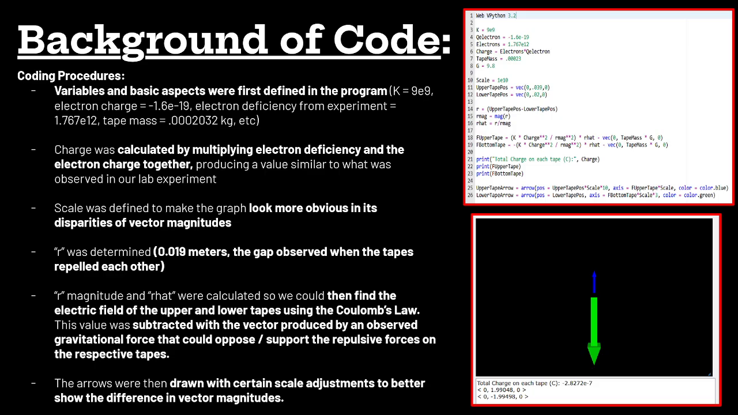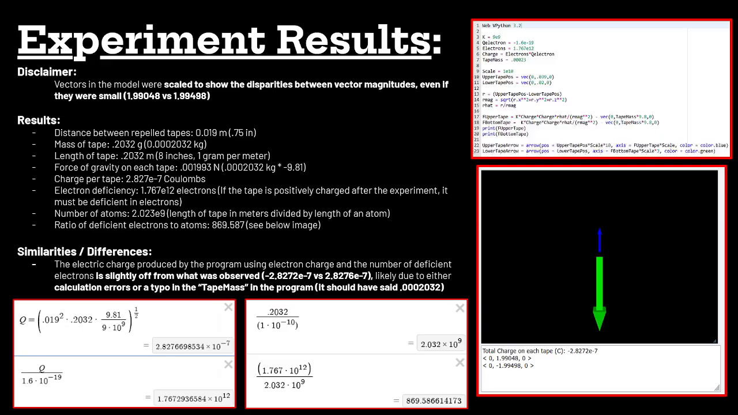R was determined as 0.019 meters. This is the gap from 0.75 inches that was observed when they repelled each other. R magnitude and R hat were calculated so that we could then find the electric field using Coulomb's law, and then we subtracted this with the gravitational force because that is still impacting the tapes, even if it's not that much of a force. And then the arrows were drawn with respect to the scale adjustments to show this vector of magnitude.